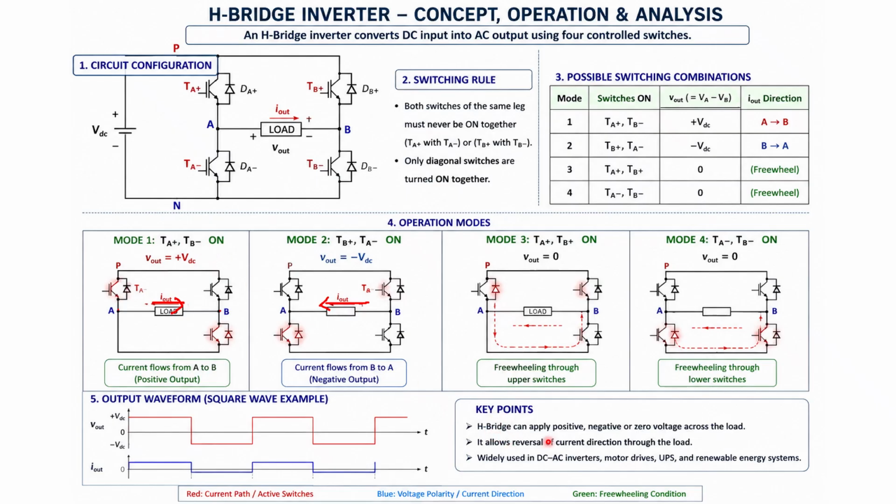So these are the key points. The H bridge can apply positive, negative or zero voltage across the load. This allows a reversal of current direction through the load. So this is widely used in DC to AC inverters, motor drives, UPS and renewable energy sources. Now we will move on to pulse width modulation.